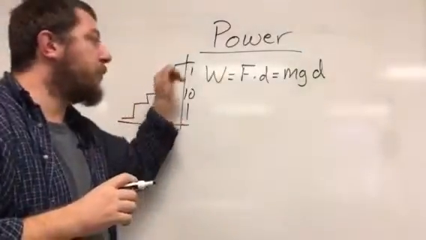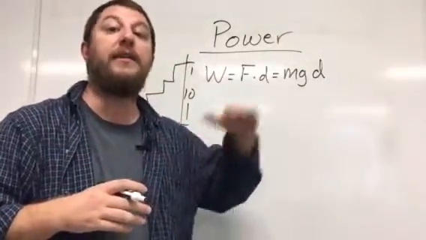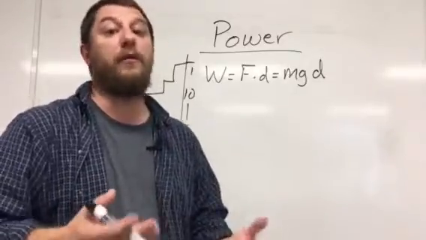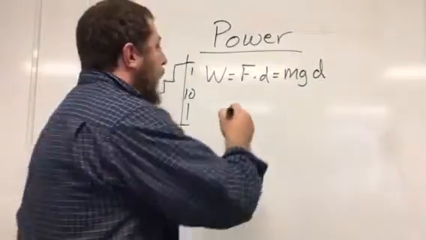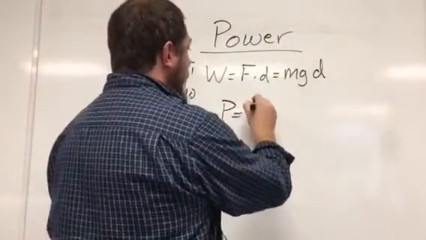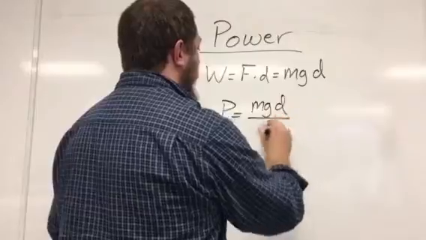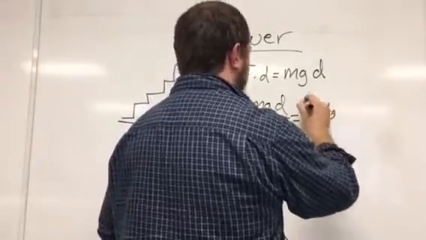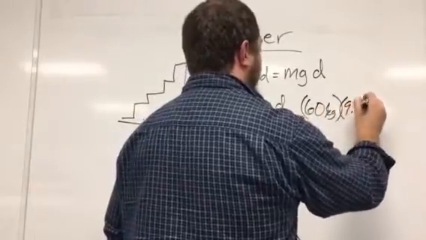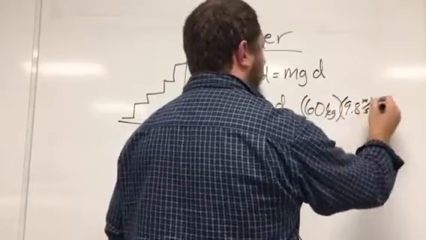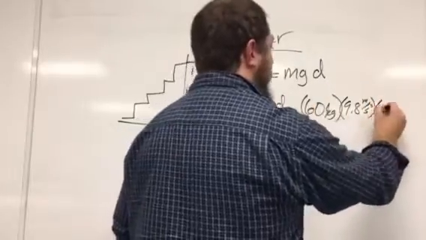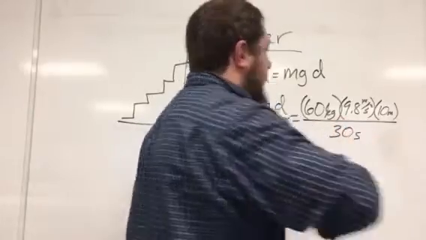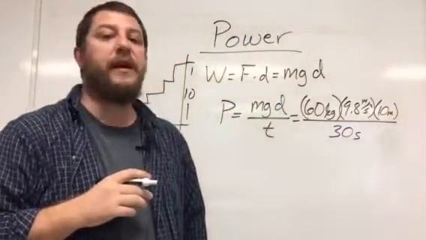Now in this case, again, we're assuming that the climb is at a constant pace. So there really is no dW/dt. This is just W over t in this case, since the rate is constant. So the power is going to be mgd over t. So this is 60 kilograms times 9.8 meters per second squared, times a distance of 10 meters, and that's all going to be divided by 30 seconds. So what does this boil down to?